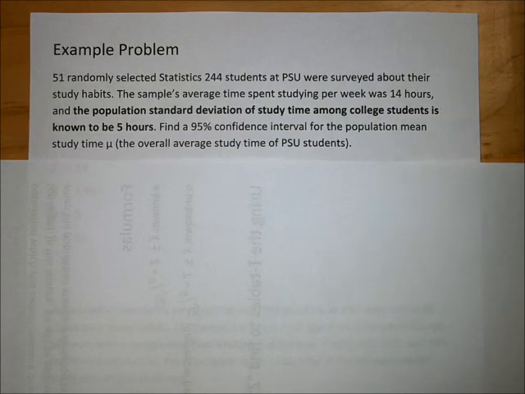Let's do an example problem together to practice how to make a confidence interval when the population standard deviation is both known and unknown. Pay close attention to the bold words that make the next two example problems different. 51 randomly selected Statistics 244 students at PSU were surveyed about their study habits. The sample's average time spent studying per week was 14 hours, and the population standard deviation of study time among college students is known to be 5 hours. Find a 95% confidence interval for the population mean study time mu, which would be the overall average study time of all PSU students. In this case, notice the bold words tell us that we do know the population standard deviation. It's 5. So we can use the confidence interval with the z.